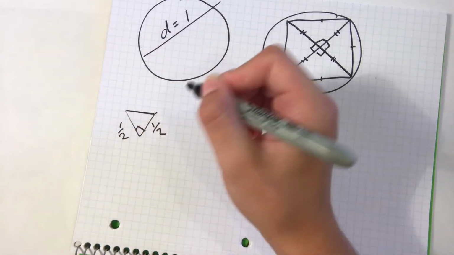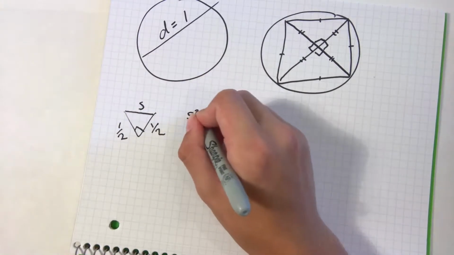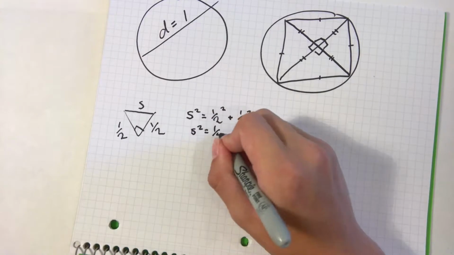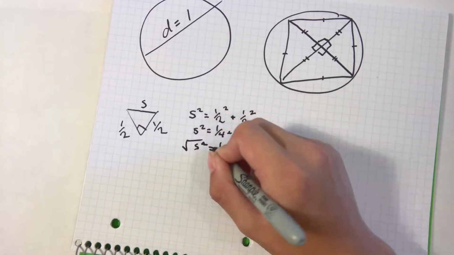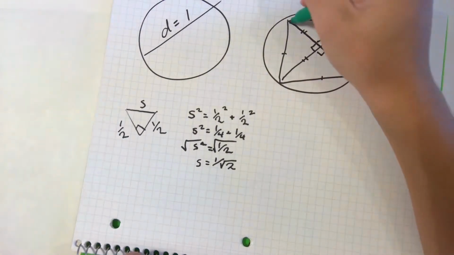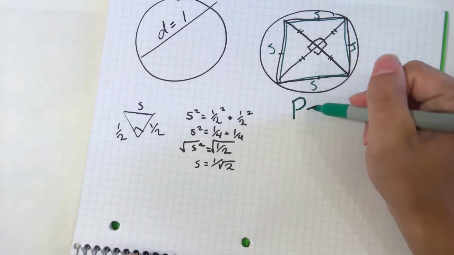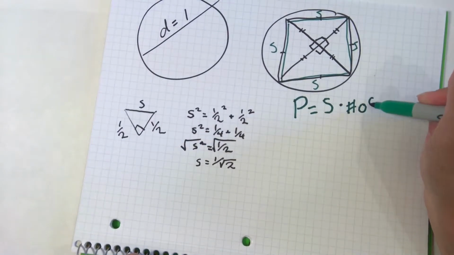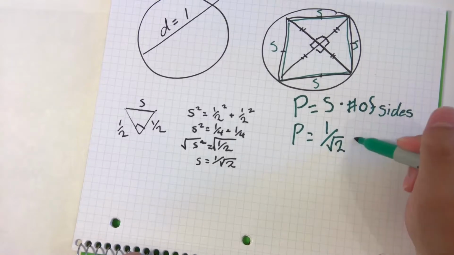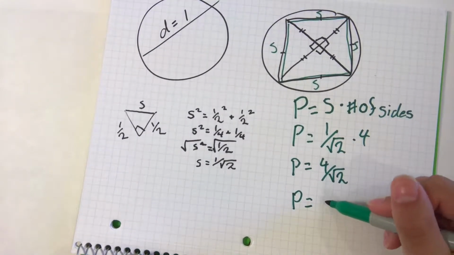So let's use Pythagoras' theorem to find the side length that is unknown. So s squared is equal to a half squared plus a half squared. And we will work that out to be s equals 1 on root 2. But it's not just the side length, it's the perimeter. The perimeter is the side times the number of sides. So that's 4 in this case. So we will multiply the side by 4, and we get 4 over root 2, or around 2.8, which isn't close to pi at all.